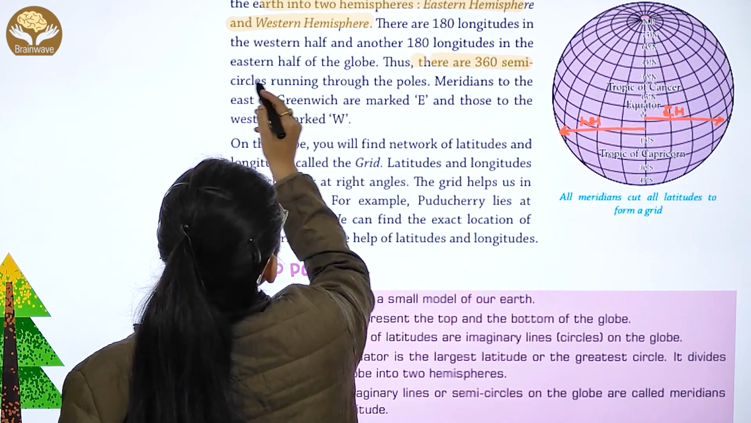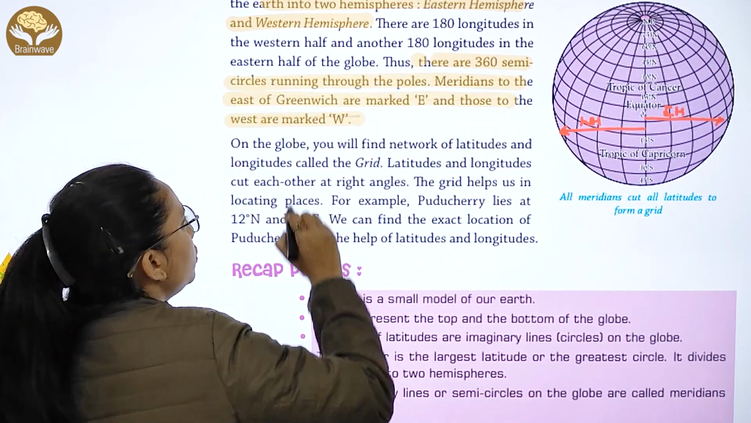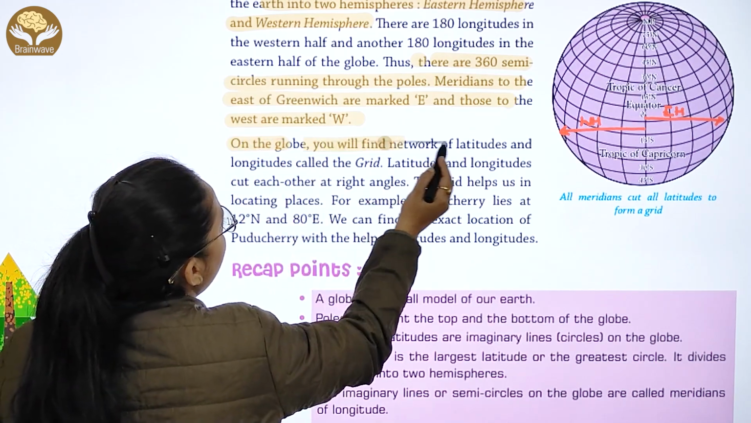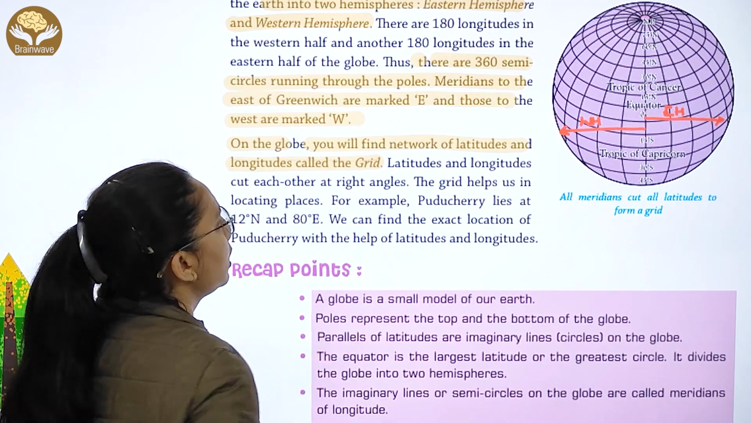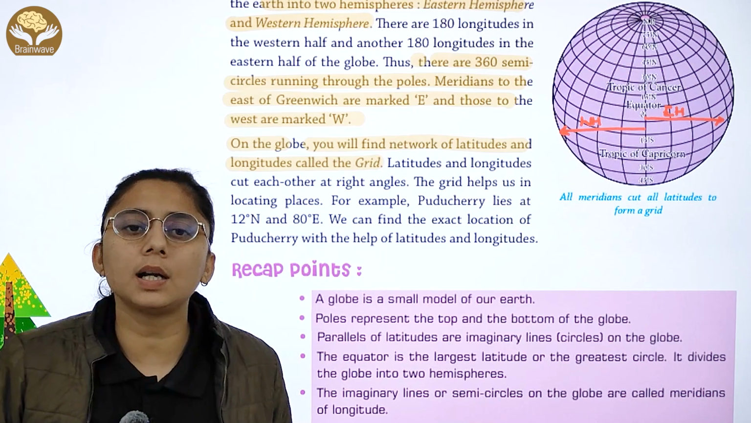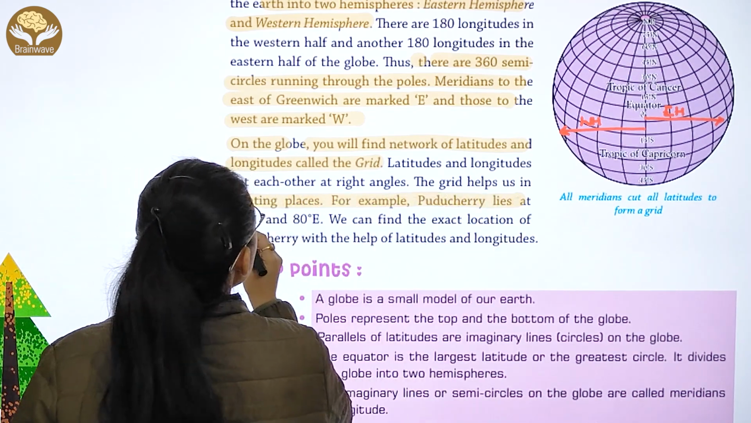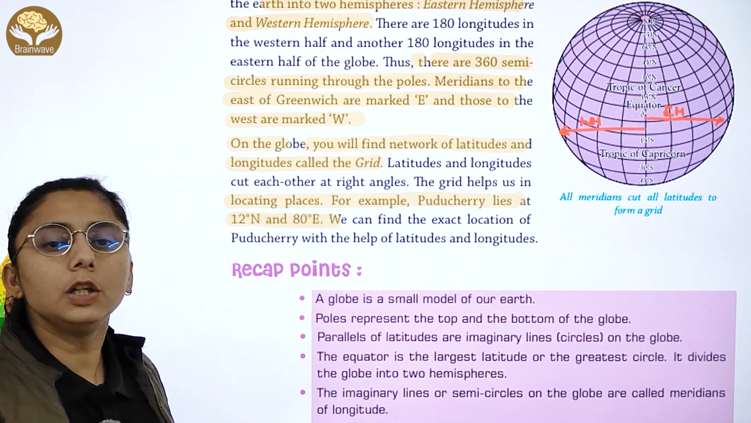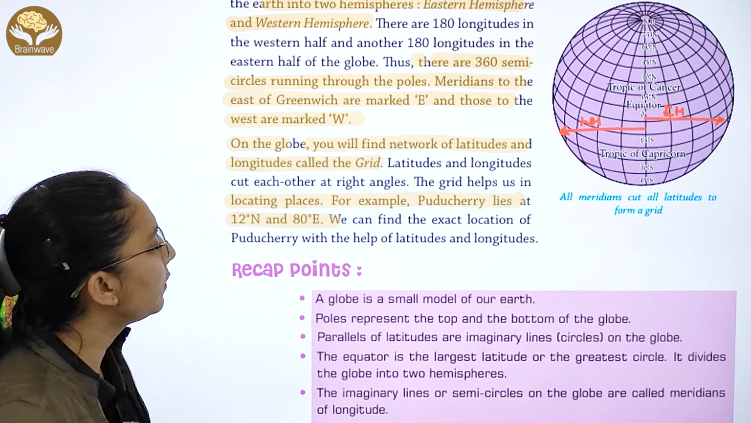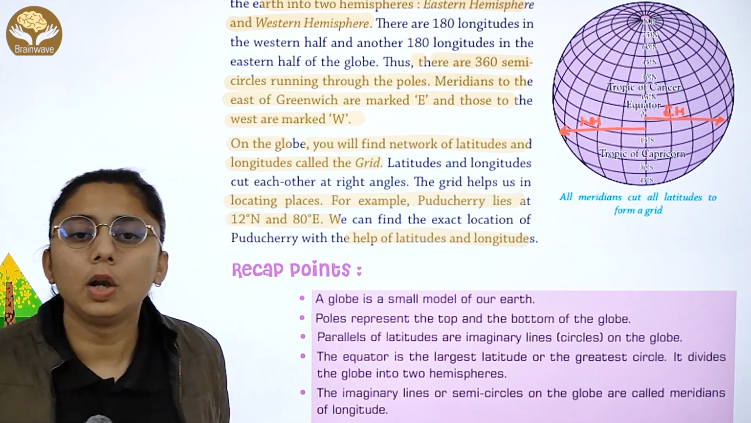There are 360 semicircles running through the poles, and meridians to the east of Greenwich are marked E, and those to the west are marked W. Now, on the globe, you will find a network of latitudes and longitudes called grids. Latitudes and longitudes cut each other at right angles. The grid helps us in locating places. Like Pondicherry lies at 12 degrees north, but at 80 degrees east. So, we can find the exact location of Pondicherry with the help of latitudes and longitudes.